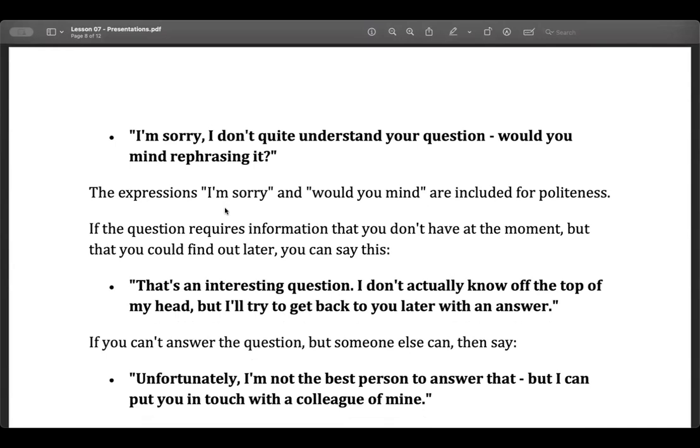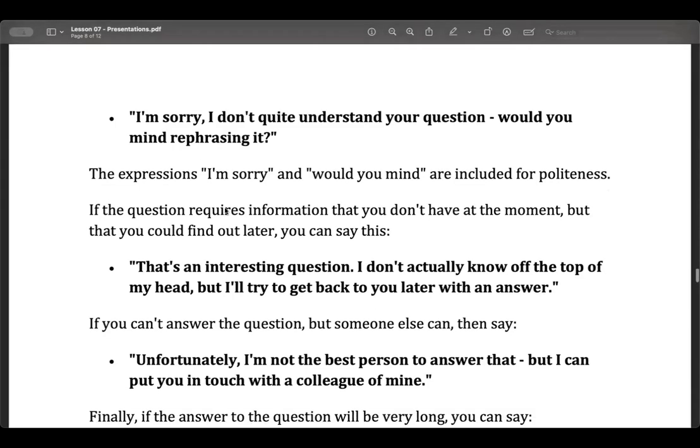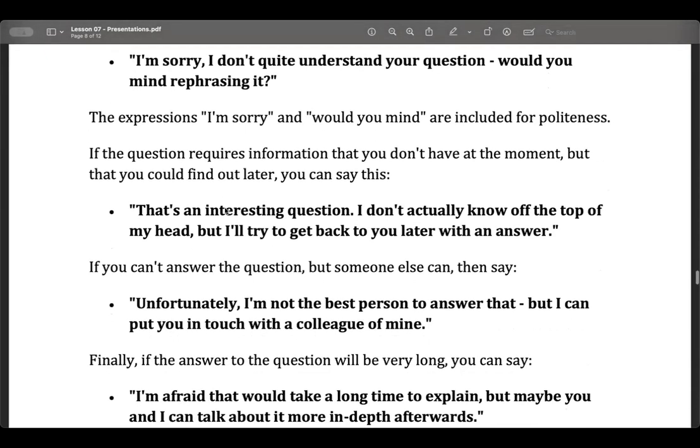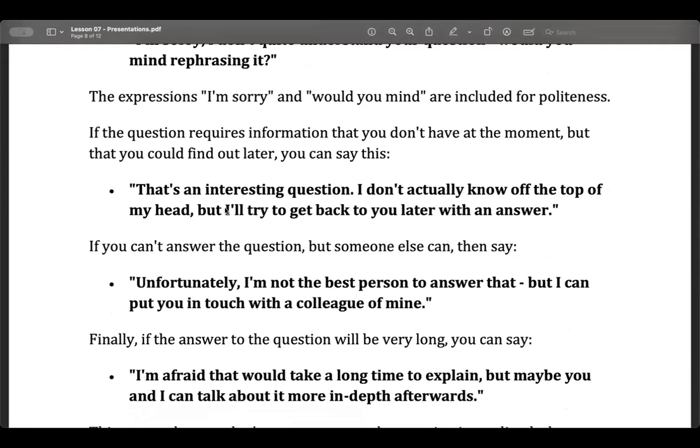If the question requires information that you don't have at the moment, but that you could find out later, you can say this. That's an interesting question. I don't actually know off the top of my head, but I'll try to get back to you later with an answer. If you can't answer the question, but someone else can, then say, unfortunately, I'm not the best person to answer that, but I can put you in touch with a colleague of mine.